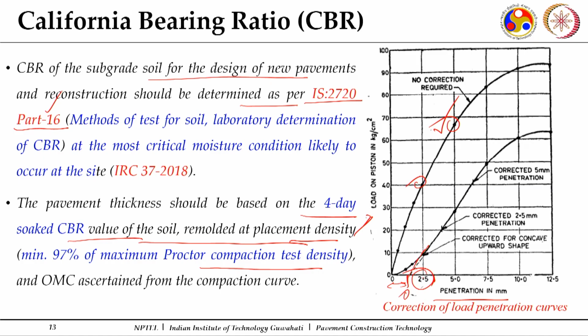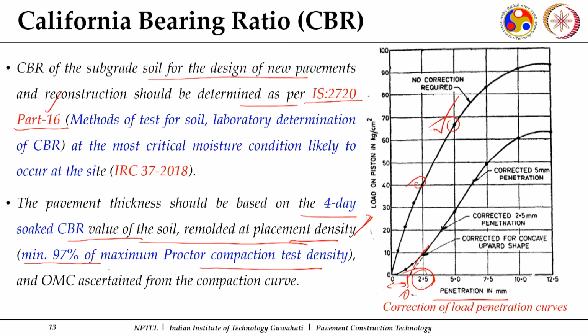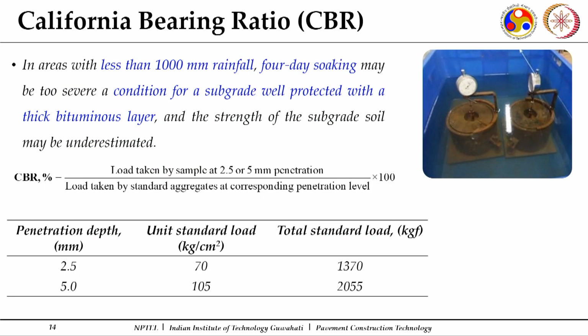Now, here it says when compacting this particular one, you will compact it to 97% of your MDD. So, this is an important percentage: the minimum placement density is 97% of the Proctor density which you arrived at in the earlier test. Now, you get the value at 2.5 mm penetration and the value at 5 mm penetration. Normally, most of the time you will get higher values at 2.5.